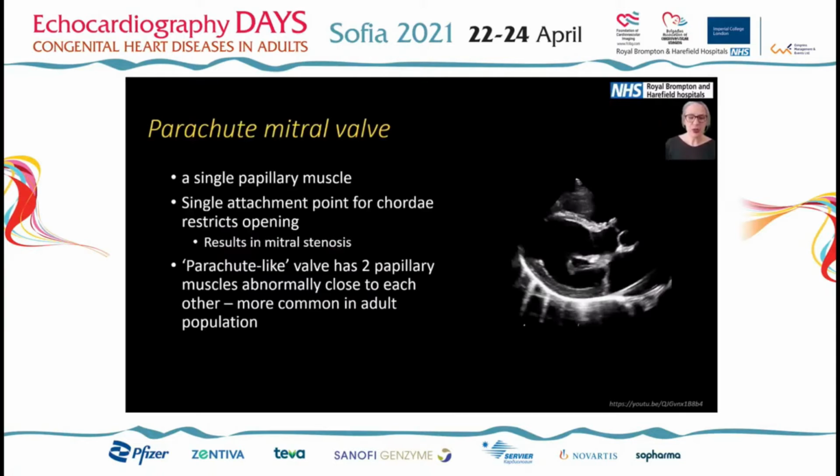There is another condition called the parachute-like valve, and that's when there are two papillary muscles that are abnormally close to each other, and that's more commonly what we would see in the adult population. Usually with a single papillary muscle, a true parachute mitral valve, they tend to present earlier in life, in childhood.